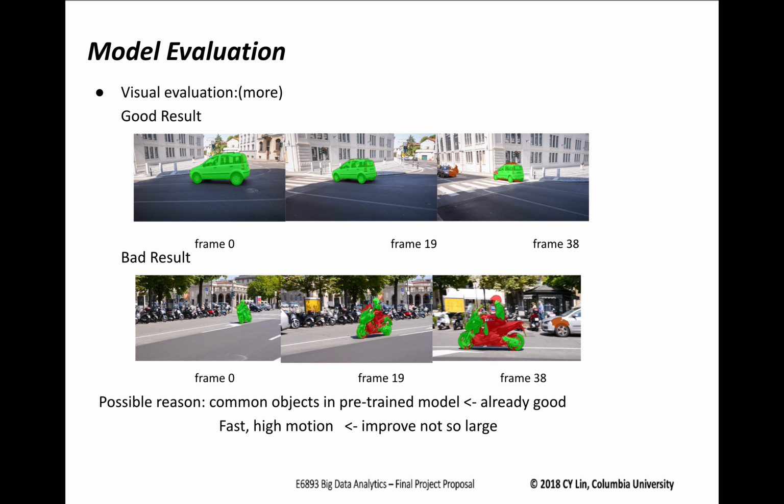Also, here are some other evaluation results. The model has very high performance on common objects since it can transfer features from pre-trained weights. However, for other hard cases, the model performance is not very satisfying, such as light blur, high motion, or objects that are hard to separate from the background.